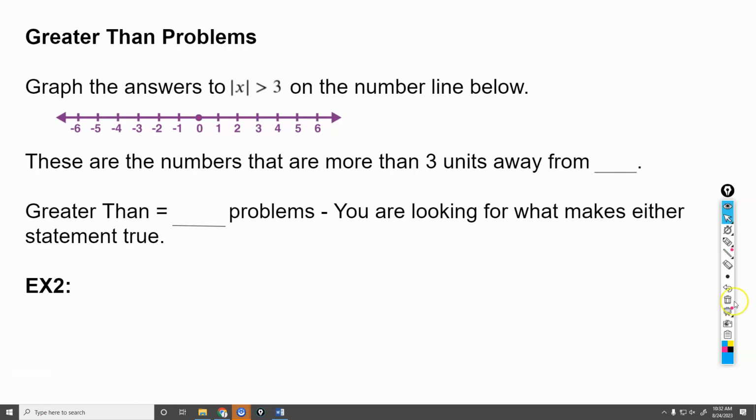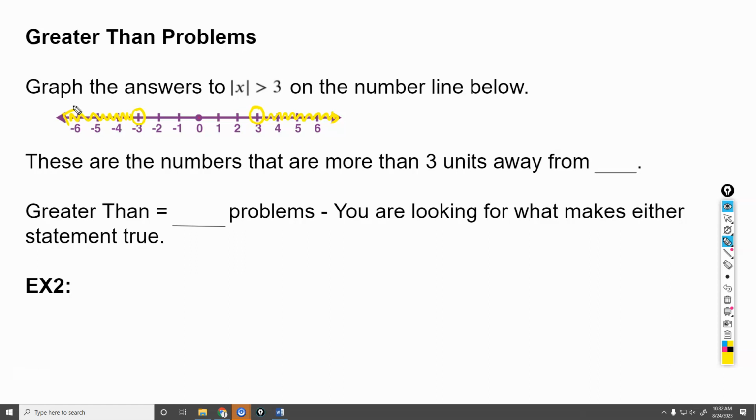This time, what you should have highlighted is an open circle here on 3, and it's going to be all the numbers bigger than 3. And then you'll have an open circle here on -3, and it's going to be all of those numbers lower than negative 3. Right? Because if I plug in negative 4, it becomes positive 4, which is greater than 3. If I plug in positive 6, the absolute value of 6 is 6, and 6 is greater than 3. Right? So notice here, our numbers are not in between. They're on the ends. Okay?